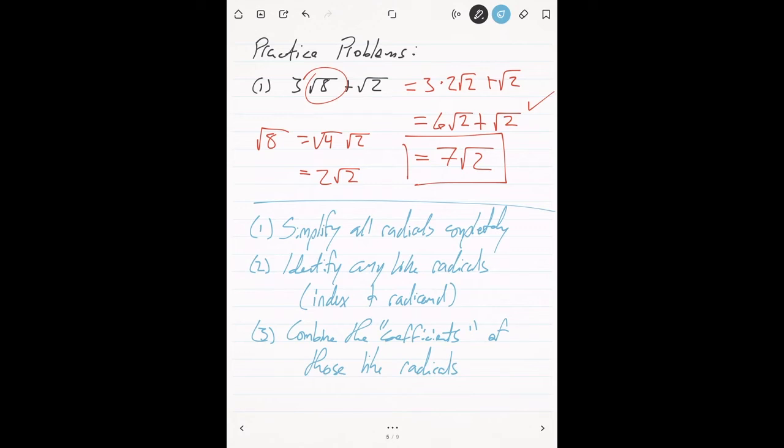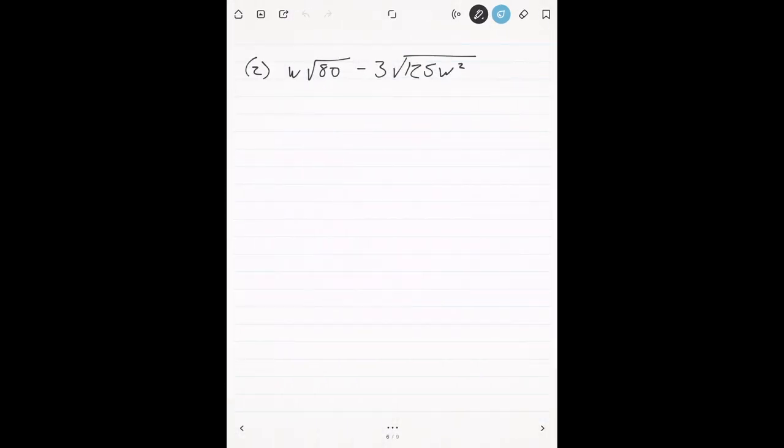We're going to come across more complicated problems, but if we stick with this process, we'll find a real kind of nice step-by-step way of tackling them. So let's take a look at the next one. Again, if we first look at these, we have 80 and 125w squared as our radicands. Clearly, they do not look alike at all. However, we should probably make sure, so let's go ahead and break them down.